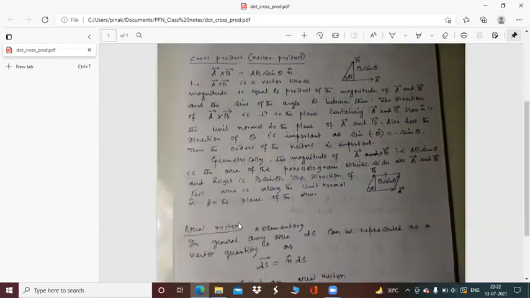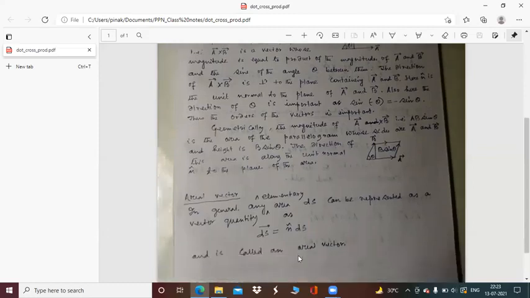Now, what is an areal vector? In general, any elementary area ds can be represented as a vector quantity as ds bar is equal to n cap ds and is called an areal vector or area vector.